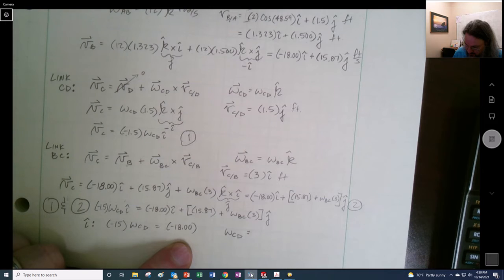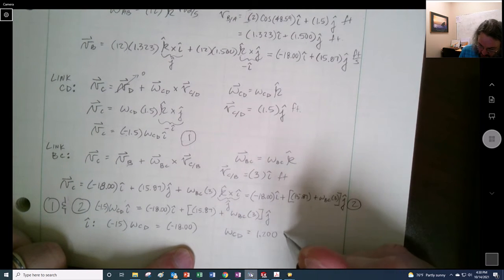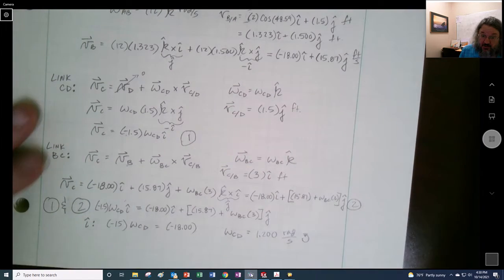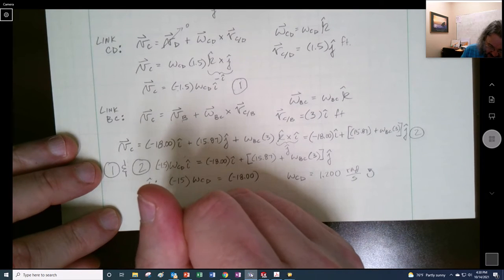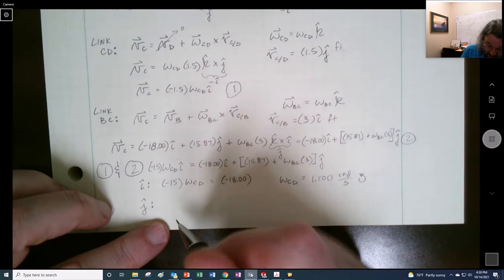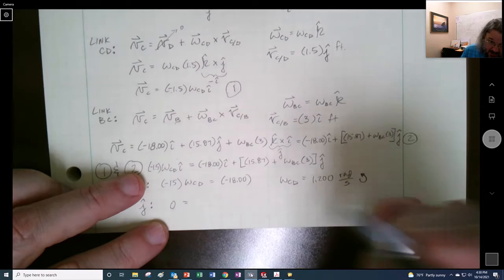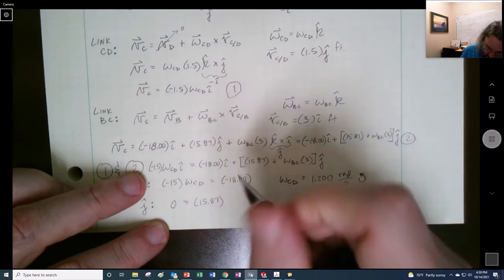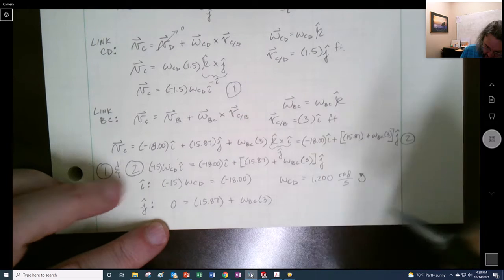It's going to be 18 divided by 15, or 1.200 radians per second. It's positive, therefore it's counterclockwise from our convention. In j, we didn't have to find this, but it's going to help us in a second, so we might as well find it. We're going to say that 0, that's the 0 over here on the side of j, is going to be equal to 15.87 plus omega BC times 3.